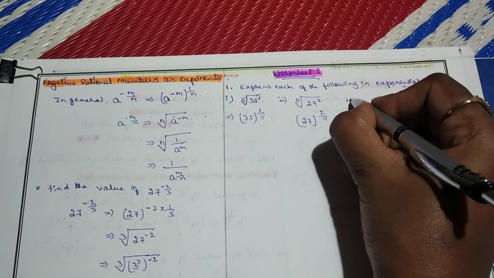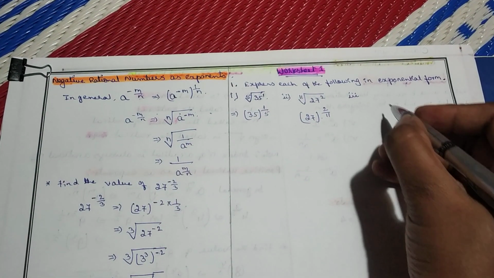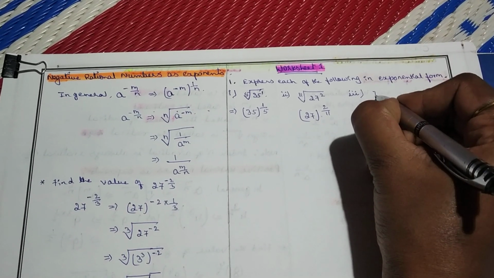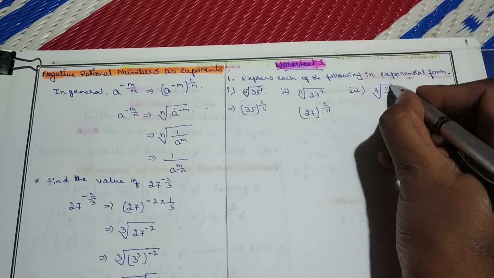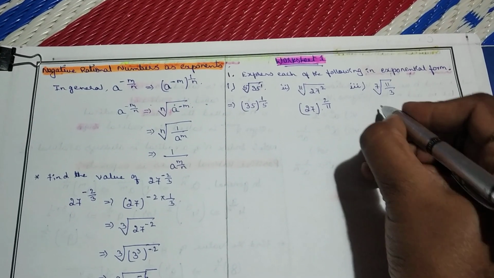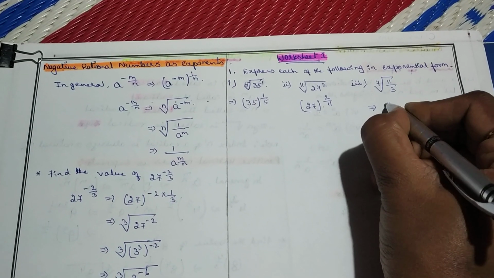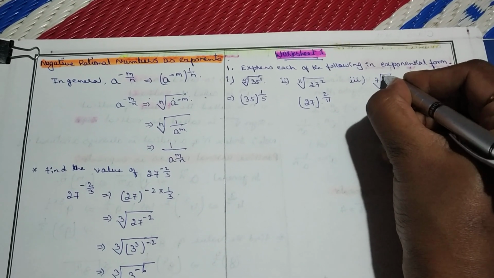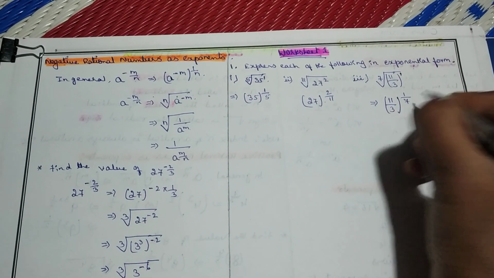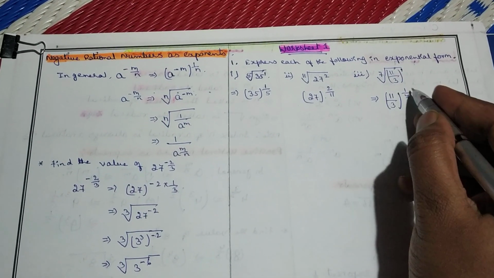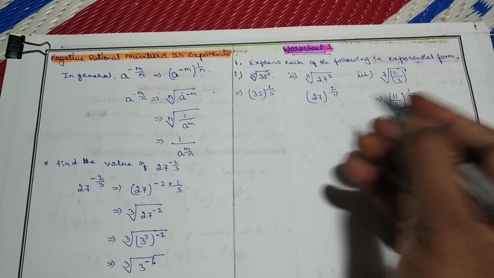If I go with the third question, given is 7th root of 11 by 3. So here it is given in the form of a rational number, children. So 11 by 3 to the power of, its whole power is 1, so 1 divided by 7. So this is expressed in exponential form, from the radical form to exponential form.